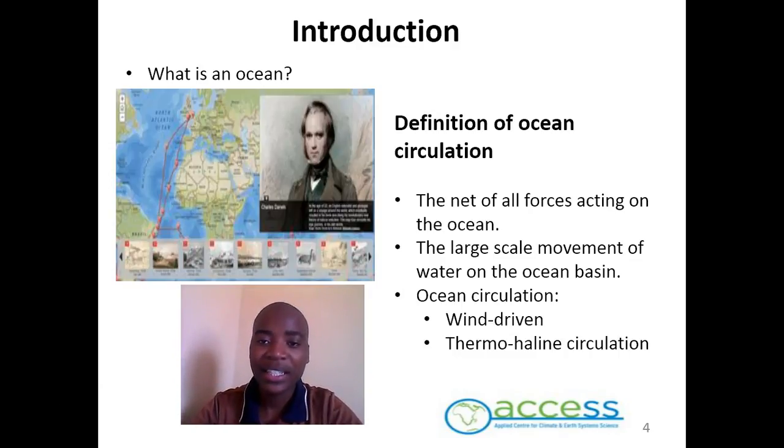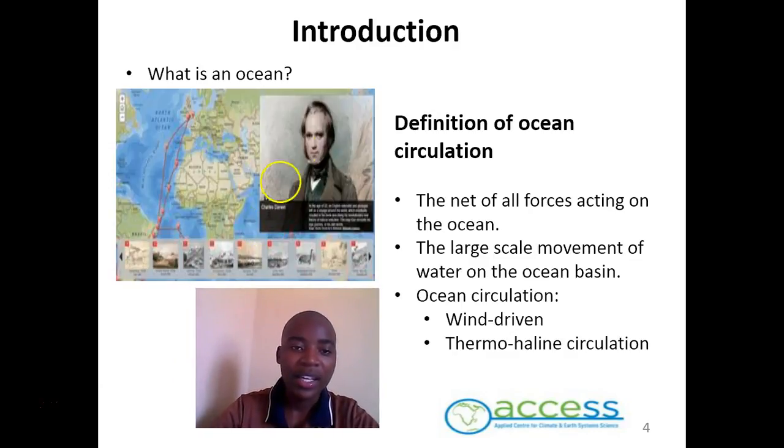So what is basically ocean circulation? There are different types of definitions of ocean circulation, from different people. Physicists say ocean circulation is the net of all forces acting on the ocean. Oceanographers also say ocean circulation is the large-scale movement of water in the ocean basin. Oceanographers come up with two types of ocean circulation, which are wind-driven and thermohaline circulation.